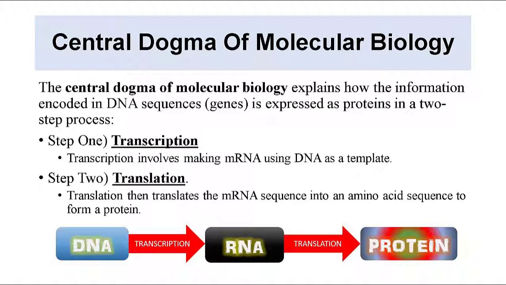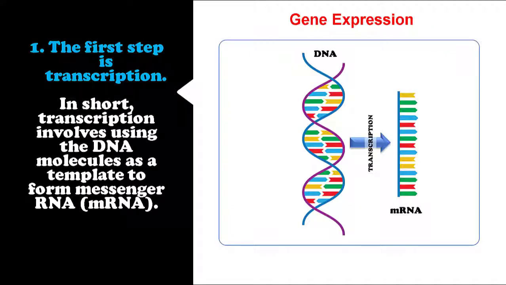In step 1, we have transcription. Transcription involves making a messenger RNA molecule using DNA as a template. Step 2 is translation. Translation then translates the messenger RNA sequence into an amino acid sequence to form a protein. In short, transcription involves using the DNA molecule as a template to form messenger RNA.